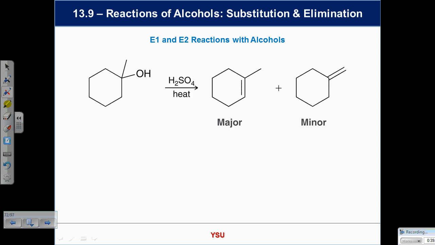In this example, we have to worry about an issue where we have a choice of where to put the pi bond. And this is what? What type of selectivity is involved here? Regioselectivity, right? Regioselectivity is all about where, region, and in this case we have a choice of where to put the double bond. On the left, the major product, on the right, the minor product. What was the background to this? Why is on the left major?